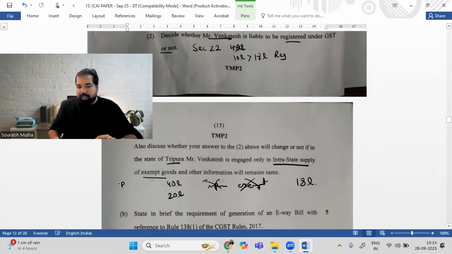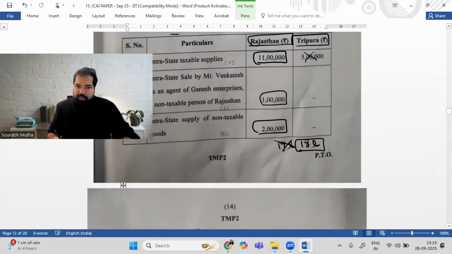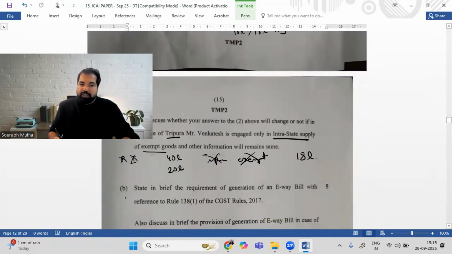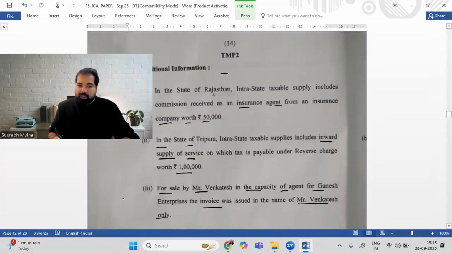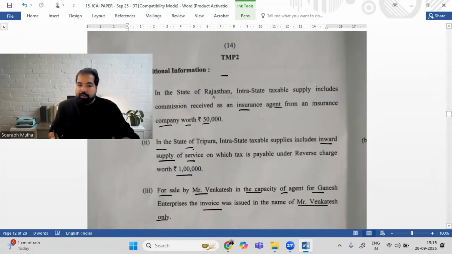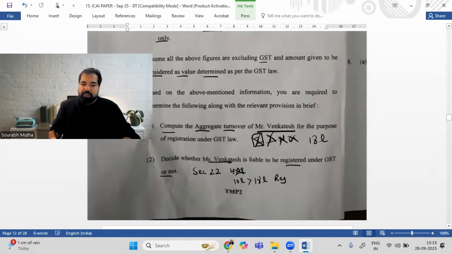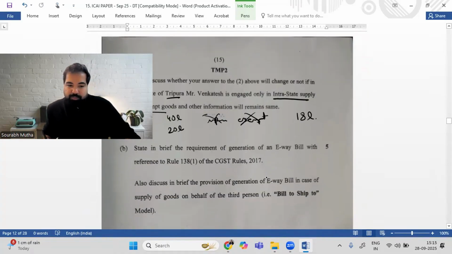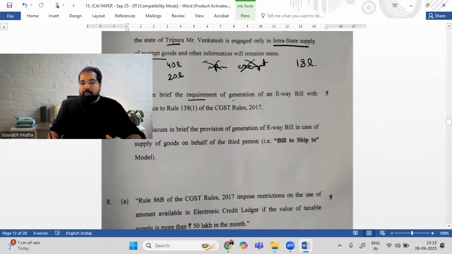Let's check. They're not selling any prohibited goods. They're not doing any interstate supply. Are they only supplying goods? Check again. No, they're also supplying service, because insurance is service. So the 20 lakh limit will apply and they will not have to register. So your answer changes.